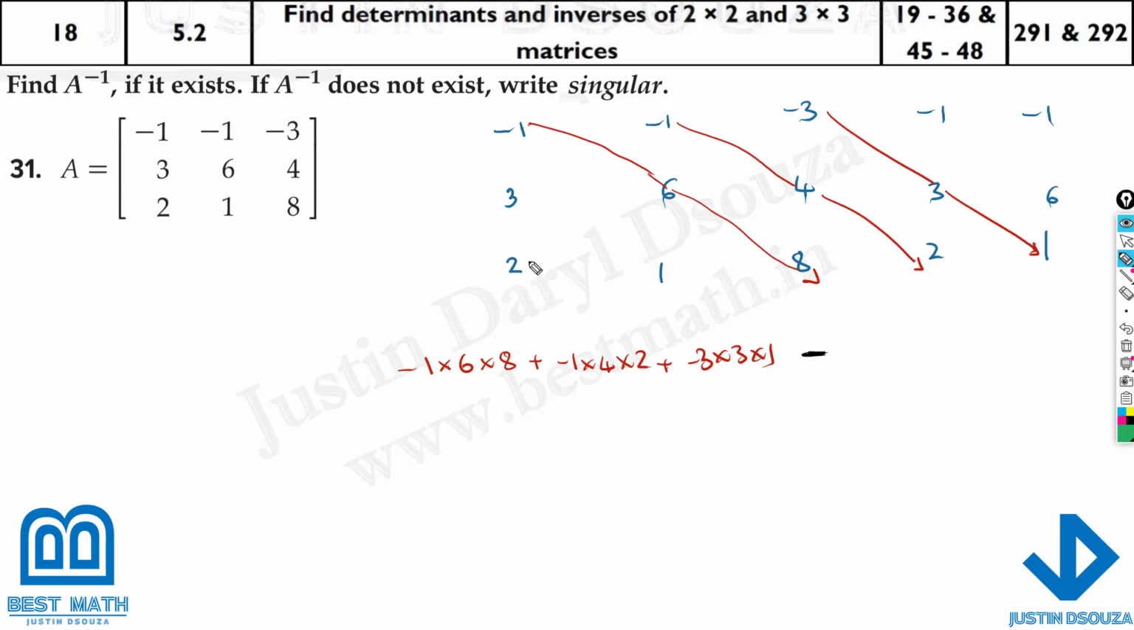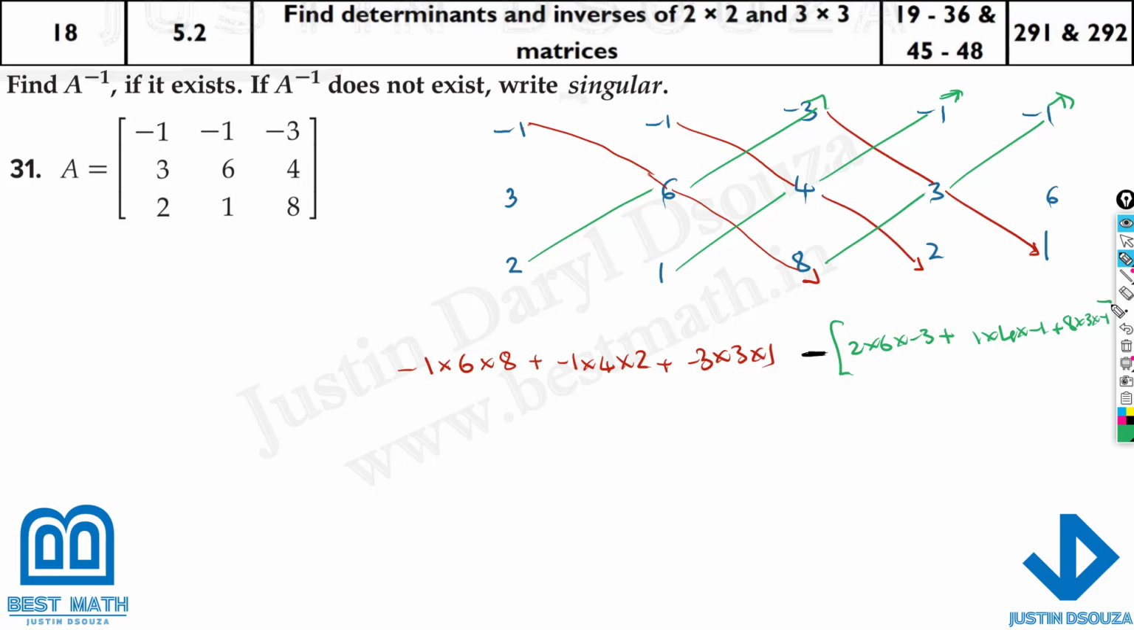So this was up to down. This one. So these 3 rows, these 3 lines. I hope this is clear. It's now minus, I'll put a bracket because minus will be multiplied: 2 times 6 times -3 plus 1 times 4 times -1 plus we have 8 times 3 times -1. These are the answers. Next, you just put them in the calculator. You can solve it up, or you can do it one by one.